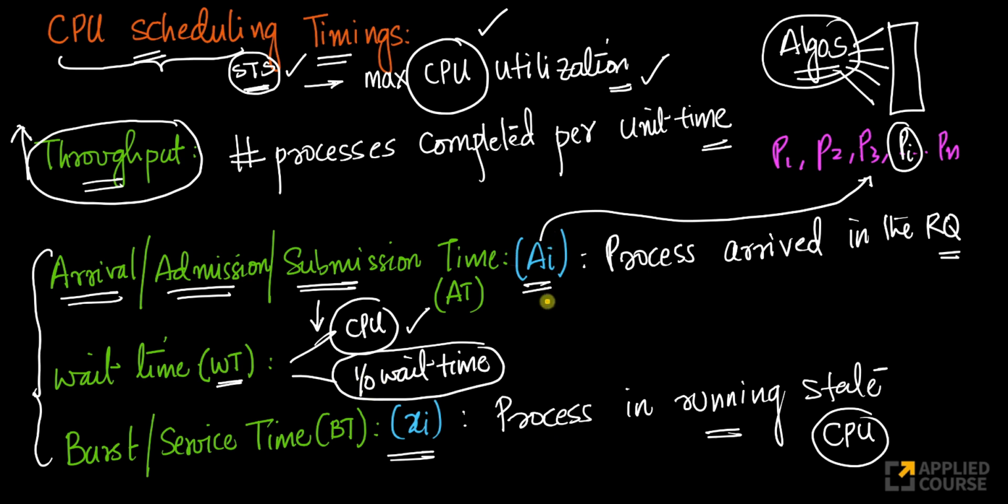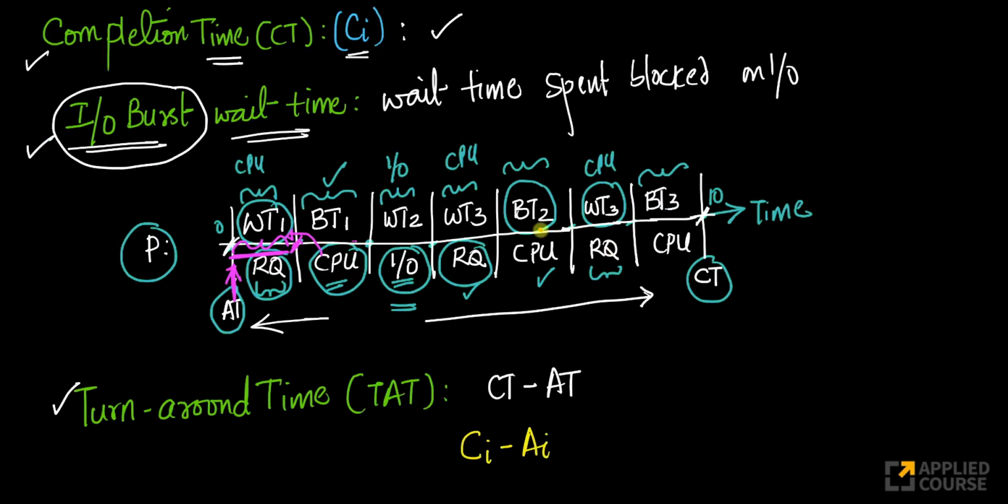Look at this. The arrival time is the time at which the process arrives into the ready queue the first time. Completion time is when the process completes and terminates. So this is the TAT, the turnaround time of process i.